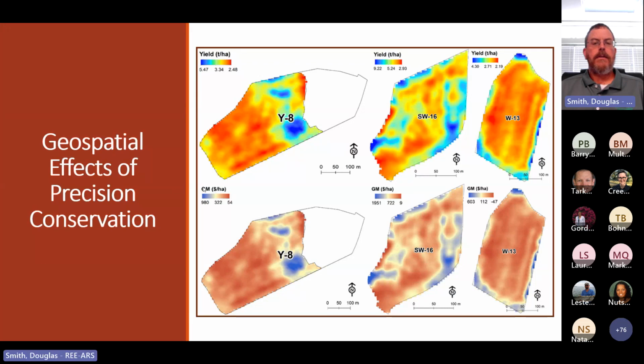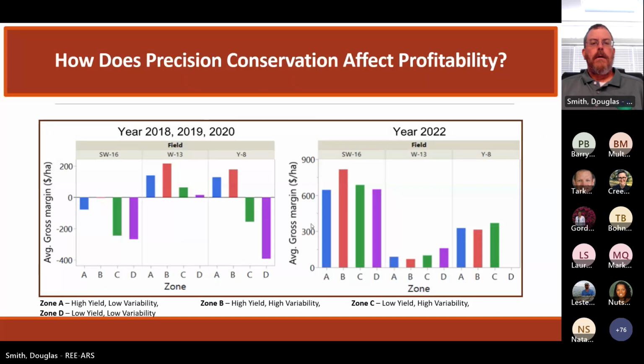So this is what the 2022 yield and gross margins look like from these fields. And then on the left, we have the average gross margin from all 3 years. You can see there's quite a bit of variability, both within a field, across the yield or the stability zones, but also among the fields. And in regions like this, the zone C and D had quite a bit of loss.